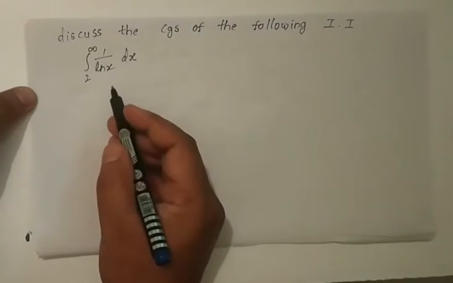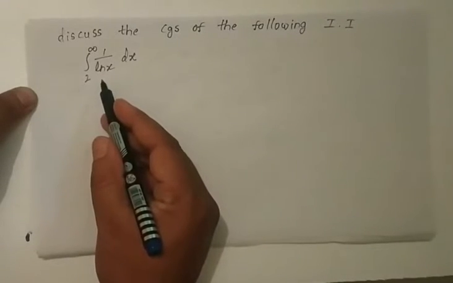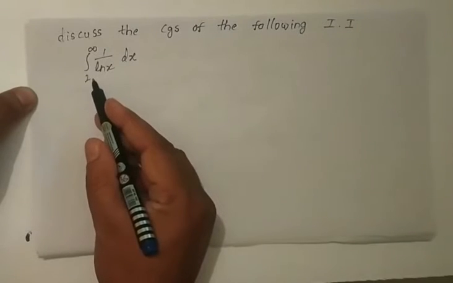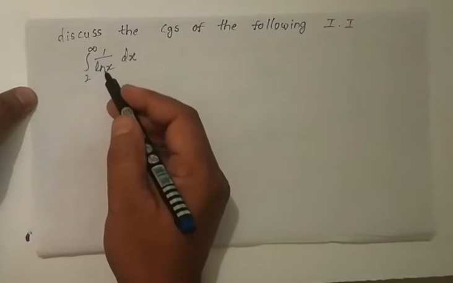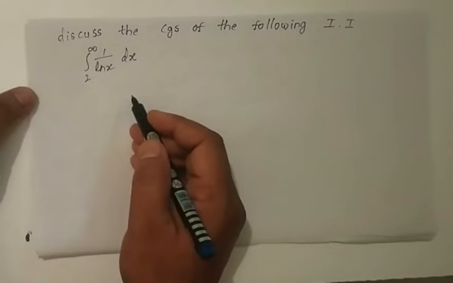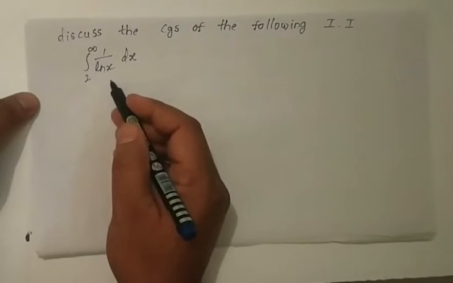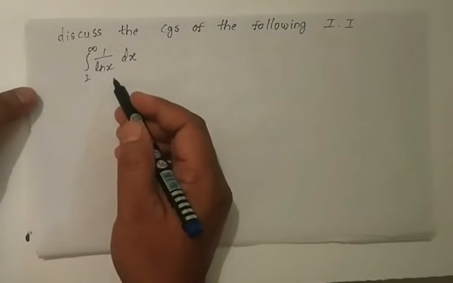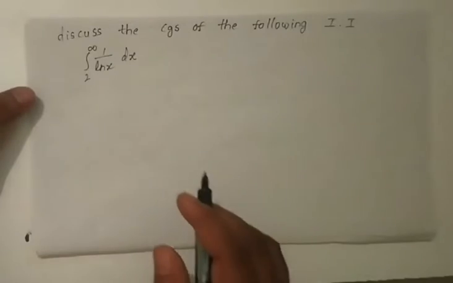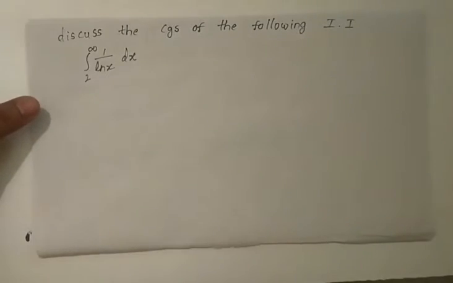Students, you can see here, can you find this improper integral directly? That means, can you find the integral from 2 to infinity of 1 by ln x dx directly? No, you cannot. For finding this type of improper integral, we must use the comparison test or limit comparison test, as you like.